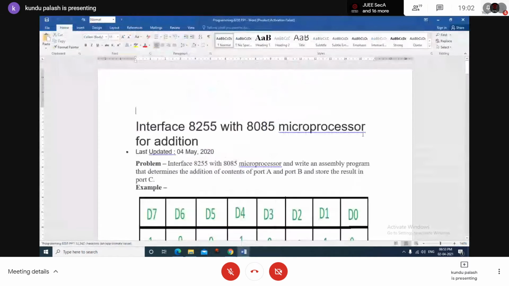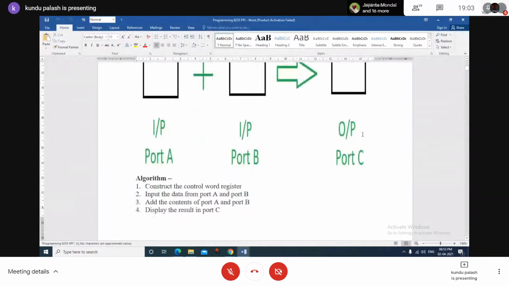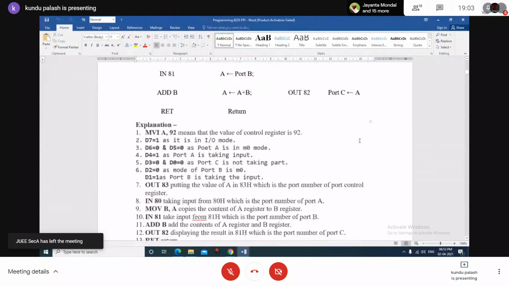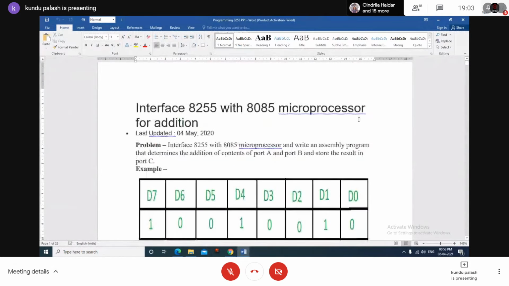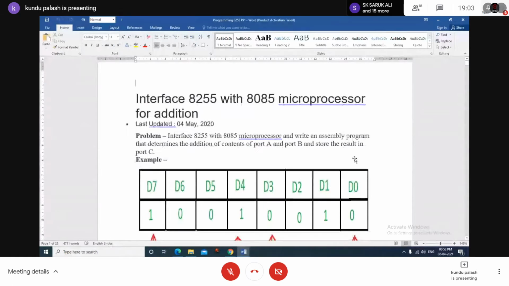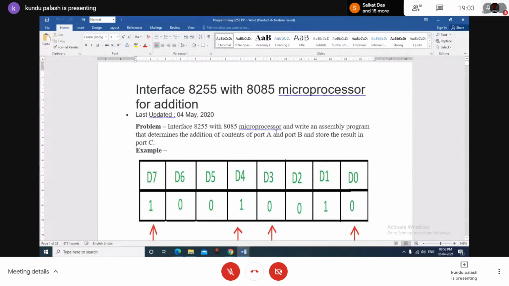Now, the same things have been explained here with a programming example. The example shows how to interface 8255 with the 8085 microprocessor and write an assembly language program that determines the addition of the contents of port A and port B, and stores the result in port C. That means it will read the 8-bit content from port A and port B, add them, and store the sum to port C. So this problem includes reading the 2 ports A and B and writing to port C.